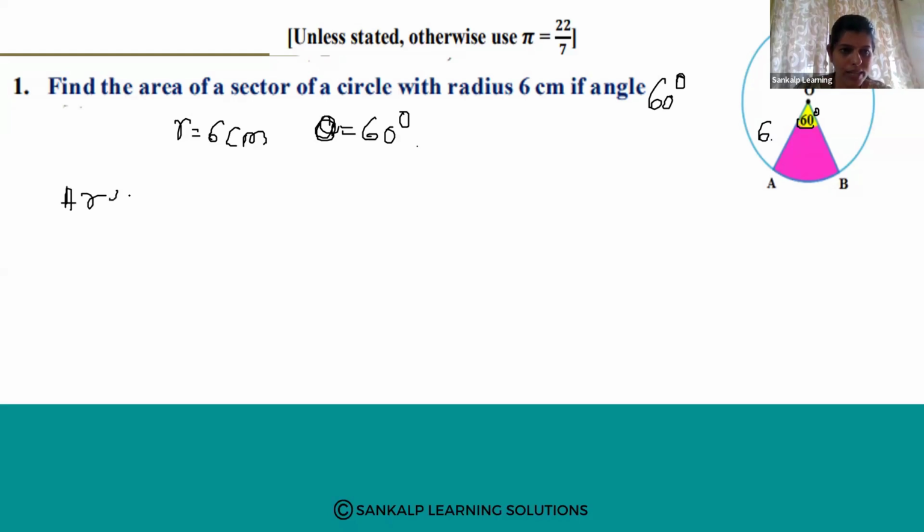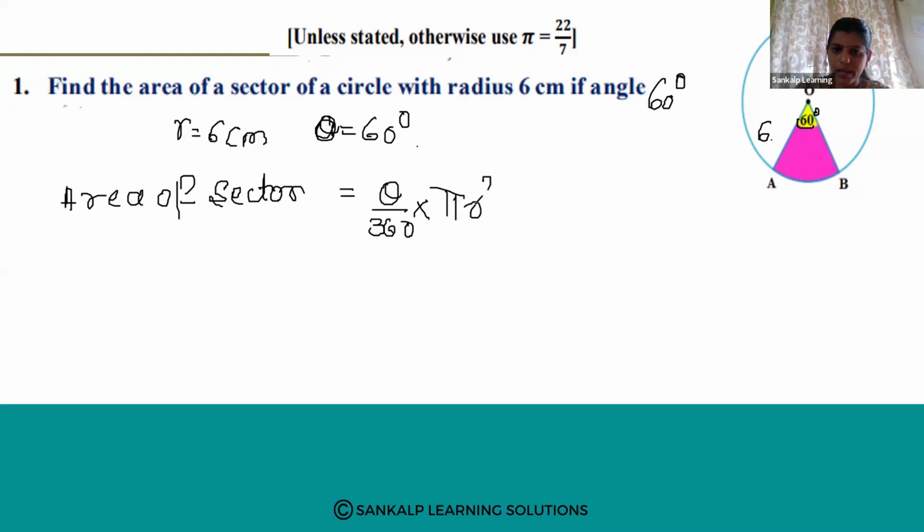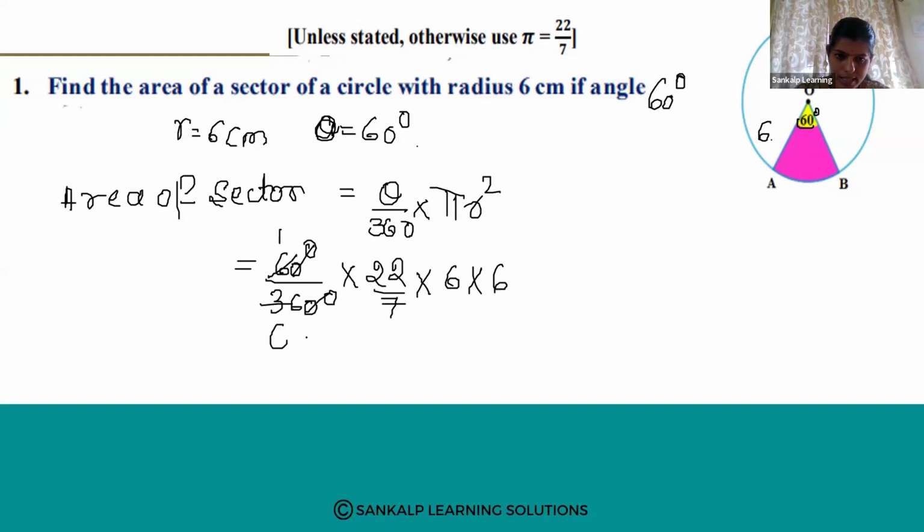That is, area of sector of angle theta is theta divided by 360 into pi r square, right? So theta is 60 degrees divided by 360 degrees into pi value is 22 divided by 7 and r is 6 into 6. So 0, 0 will get cancelled. 6 ones are 6, 6. So 6 and 6 will get cancelled. So 22 into 6 divided by 7. So what will you get?